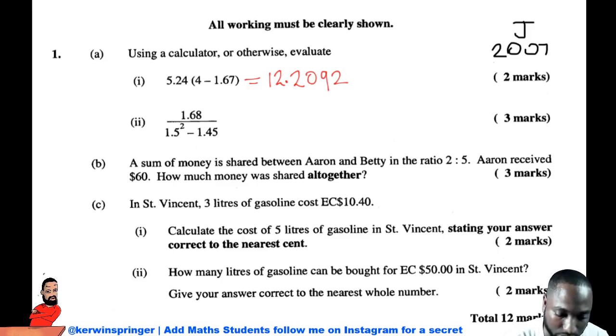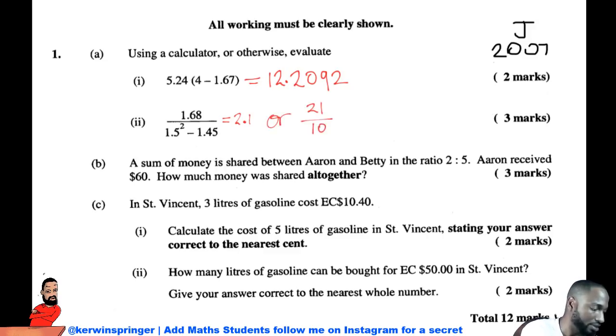2.1 is good, or if somebody put 21 over 10, you'll get the answer correct. So you can put 2.1 or 21 over 10.